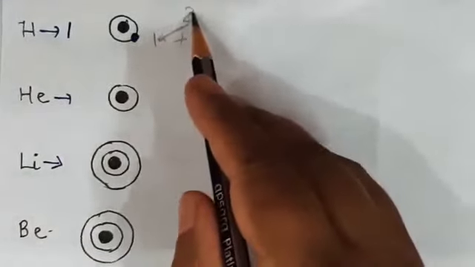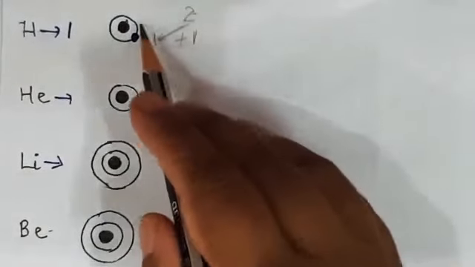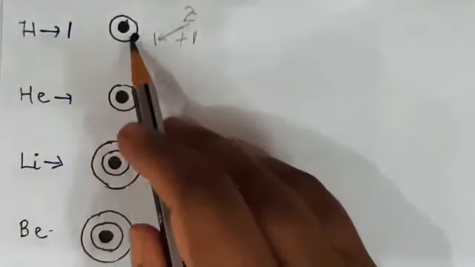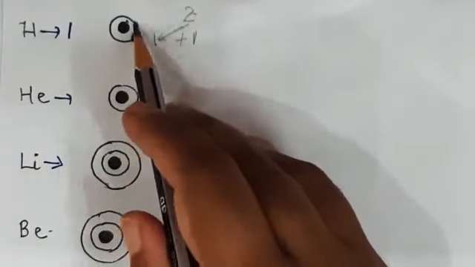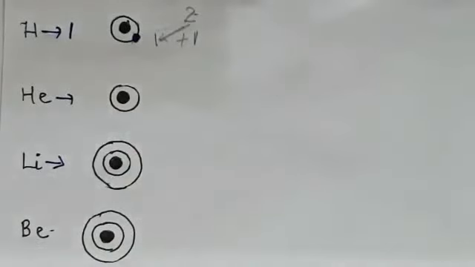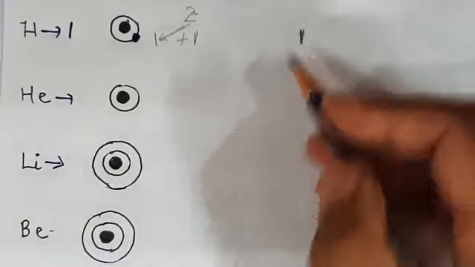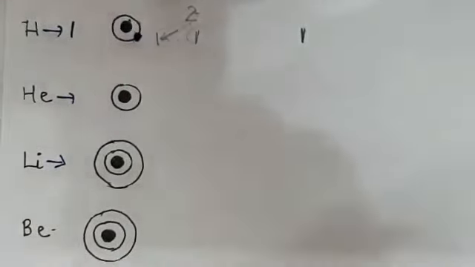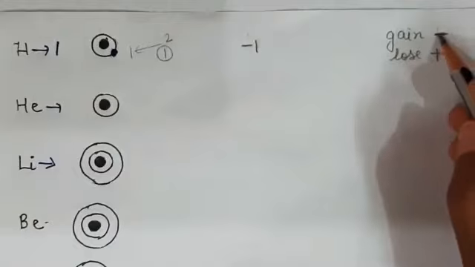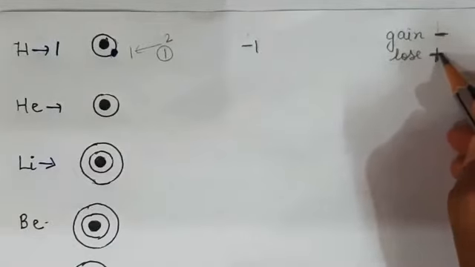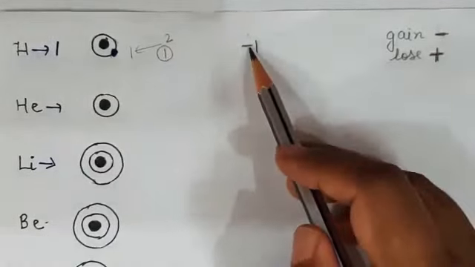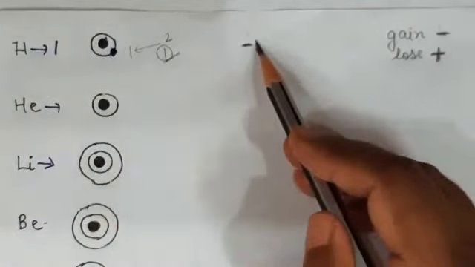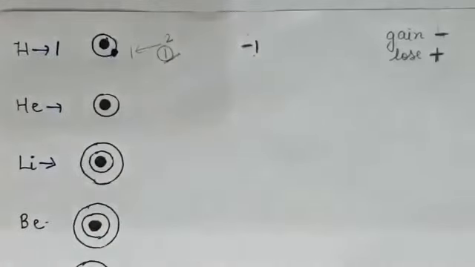So, when it gains 1 electron, this shell will have 2 electrons. Doublet configuration, stable configuration. So, what is the valency? 1. Why? Because it is gaining 1 electron. And what is the charge? For gain, charge is minus, and for lose, we will write plus. In this it is gaining 1 electron, so we have written minus. So valency is 1, charge is minus 1.